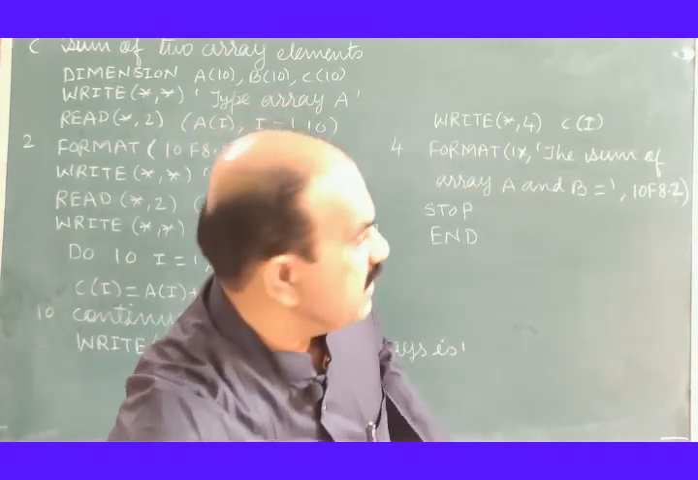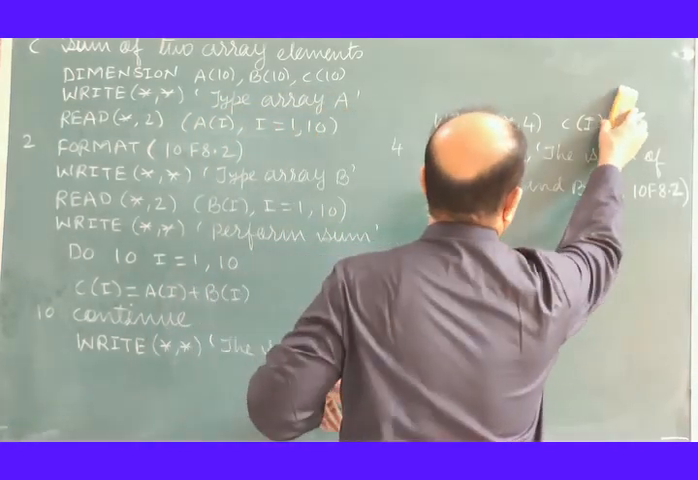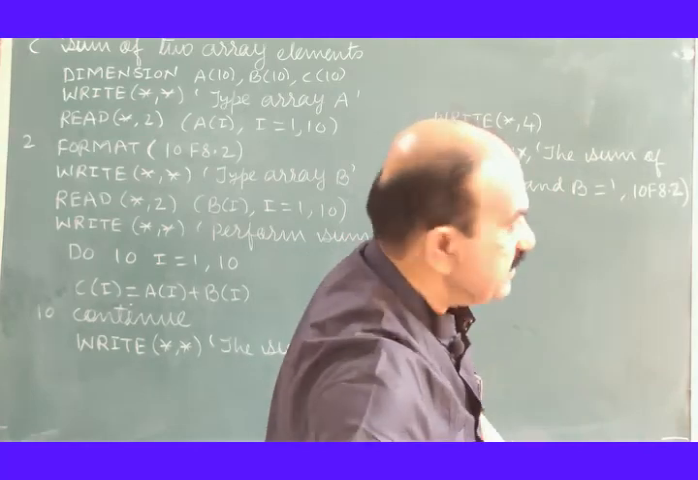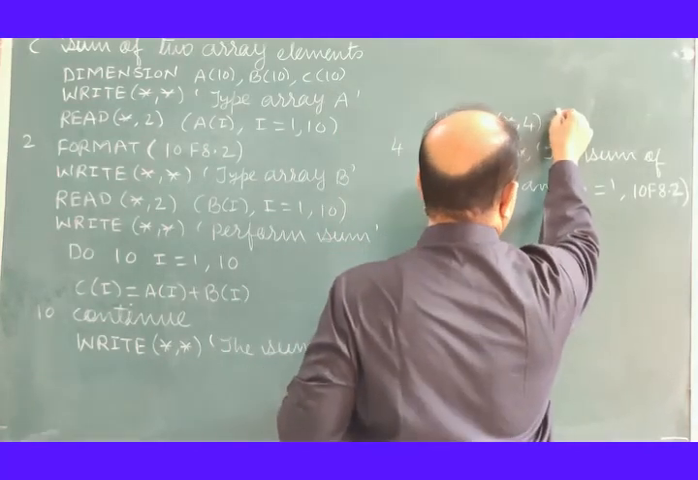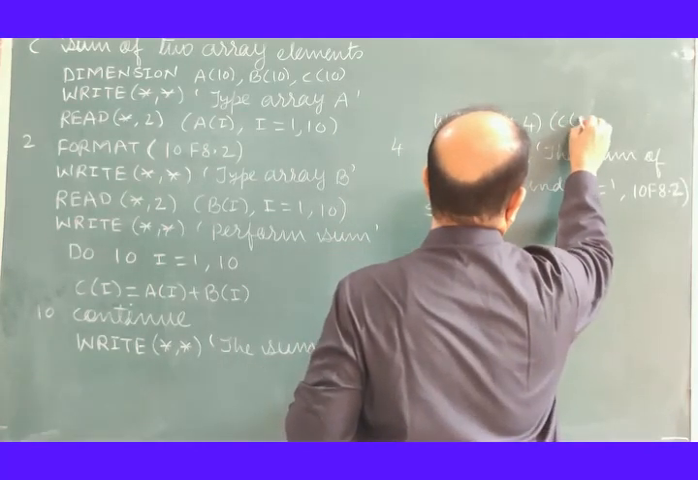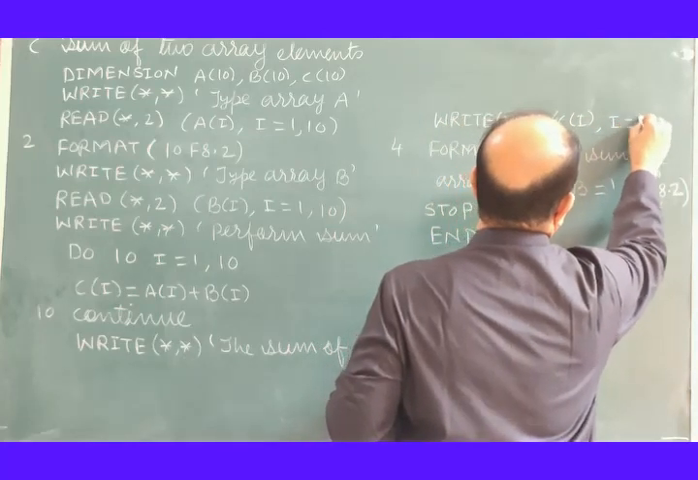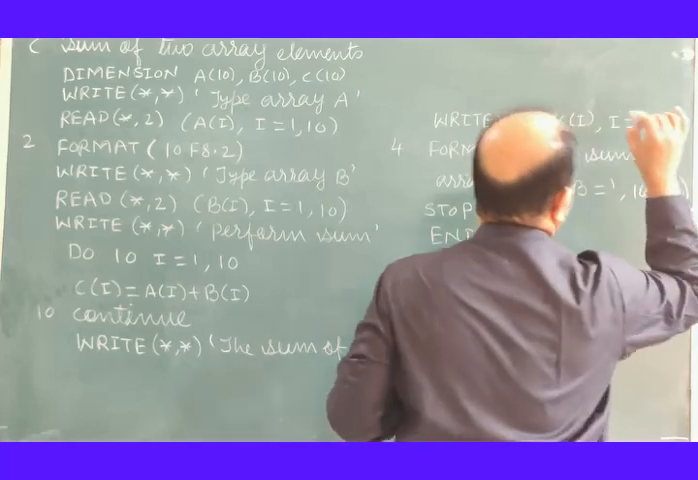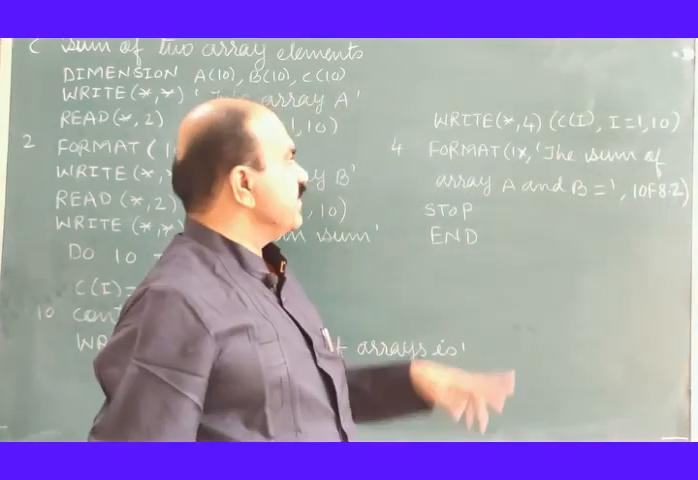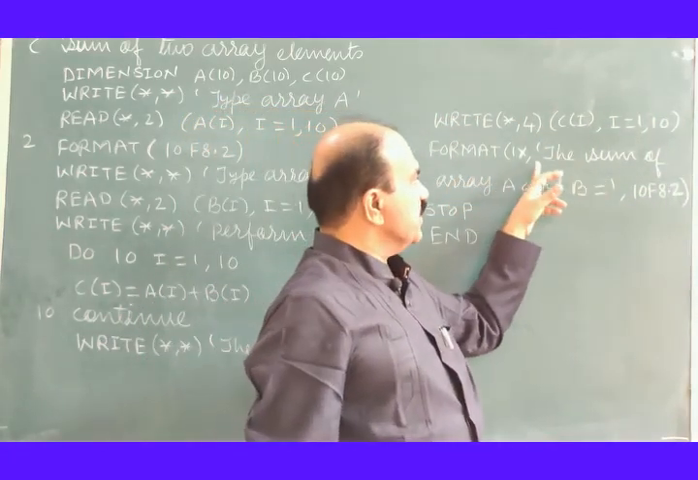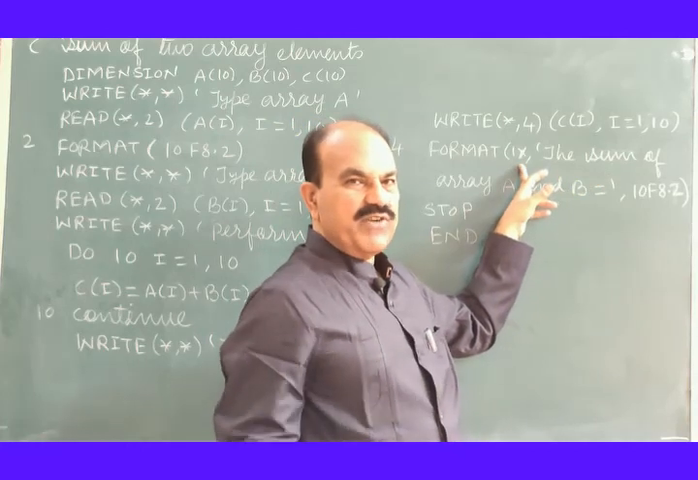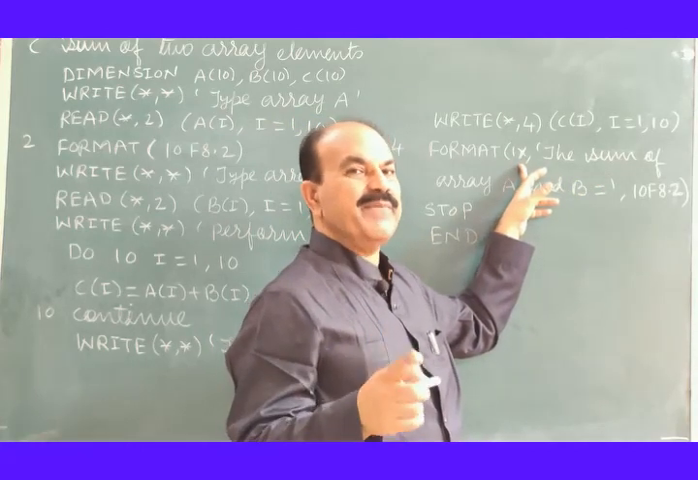Right. This is wrong, incomplete. It should be in the form of an implied do loop. Now it is correct. This format will be used: 1X, that is, one space is skipped, it is left blank.